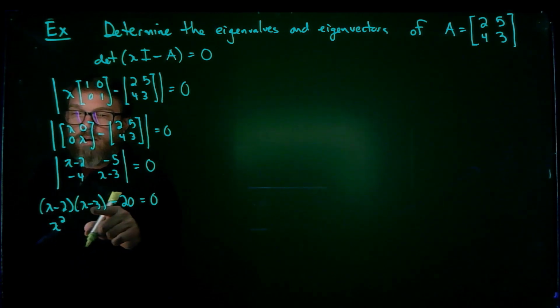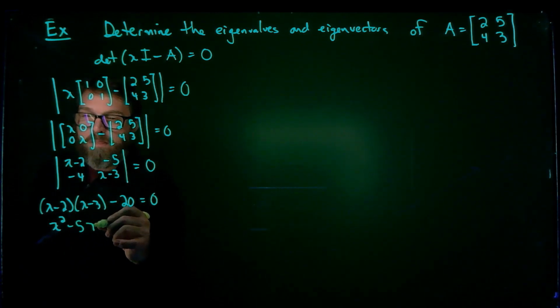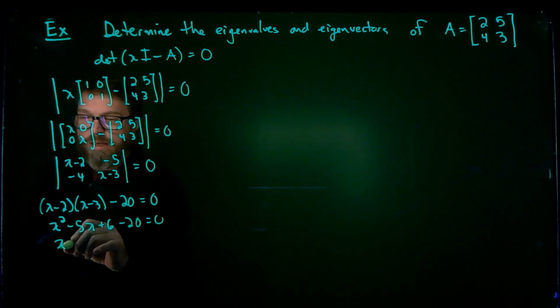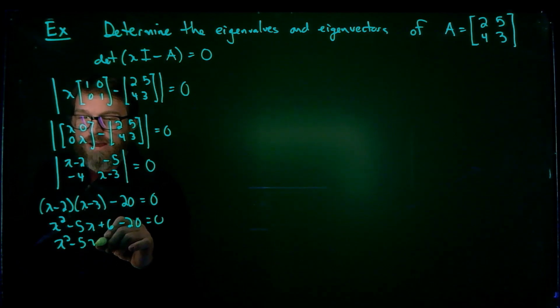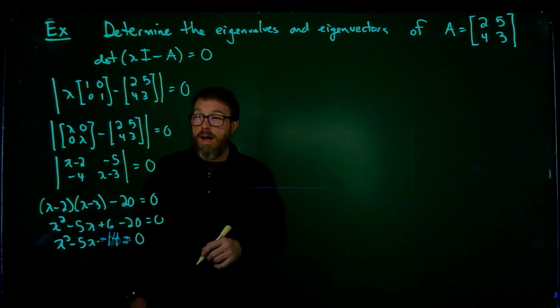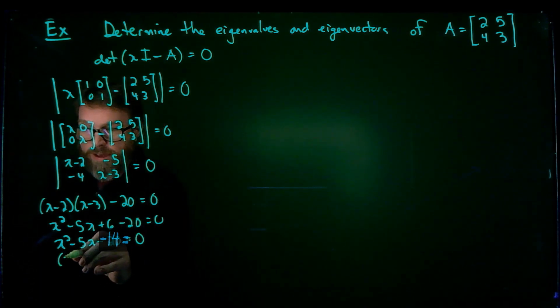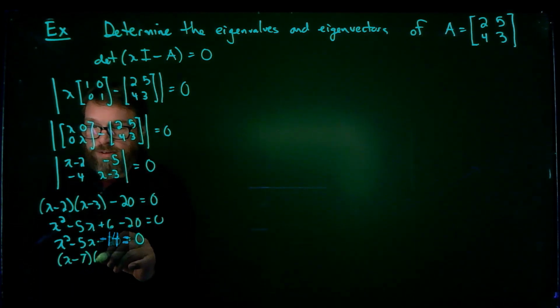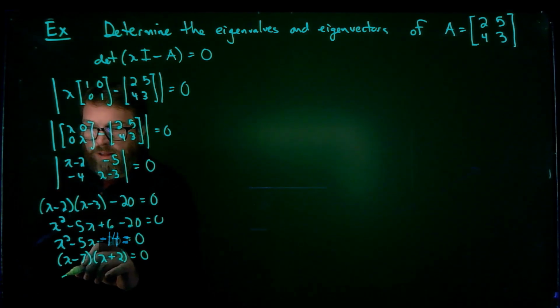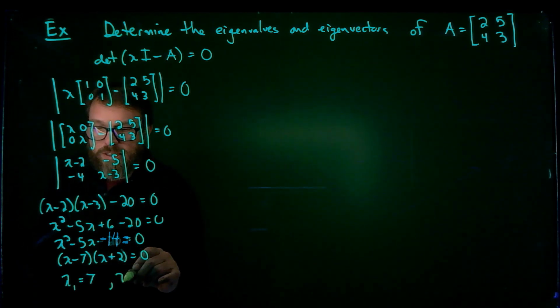So lambda squared minus 3 minus 2 is minus 5 lambda, plus 6 minus 20 is equal to 0. So what we get is lambda squared minus 5 lambda minus 14 equal to 0. Now I have two solutions here because this thing factors: lambda minus 7 and then lambda plus 2. So we'll call it lambda 1. The first eigenvalue is going to be 7, and then the second one is going to be equal to negative 2.